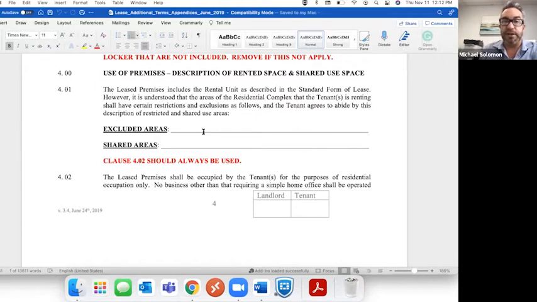You may have a shared laundry room facility. For example, in my townhouse, we have an in-law suite. We haven't rented it out, but if we decided to get a tenant, our laundry is actually separated between the bachelor suite that's there and our home upstairs, right? So that would become a shared area. And then, of course, I may not want my tenant to have access to my backyard, so that would become an excluded area. Okay.